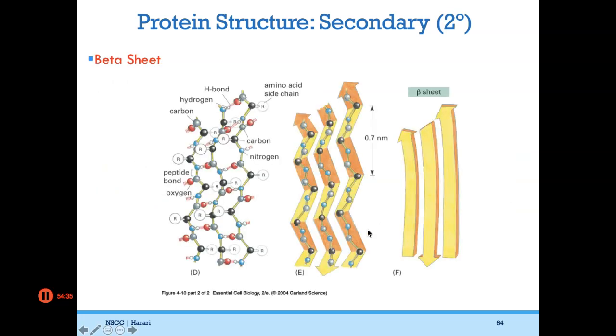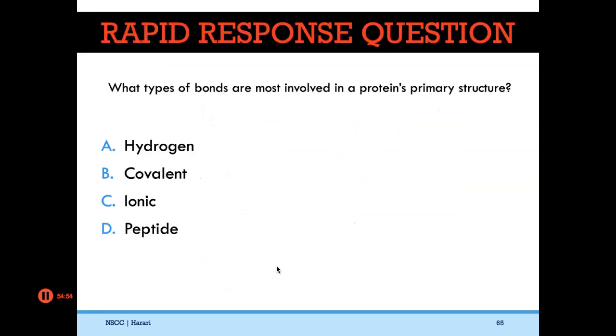A beta sheet is just a different arrangement of amino acids. You can see these dashed hydrogen bonds, again, are not between the R groups. They're only between the hydrogens and carbon and nitrogen, so between the backbones. So beta sheets and alpha helices are secondary structures in proteins.